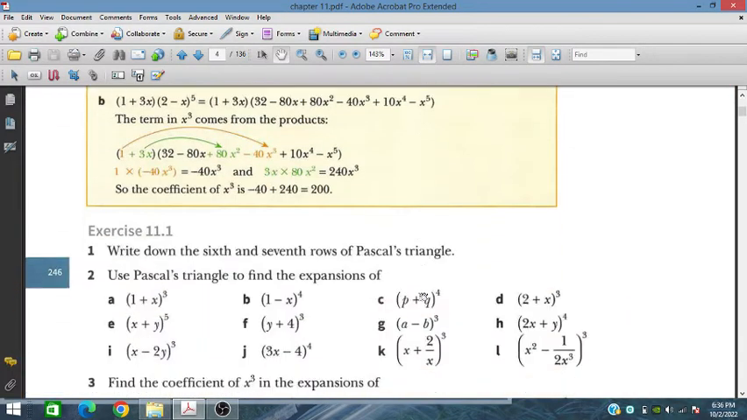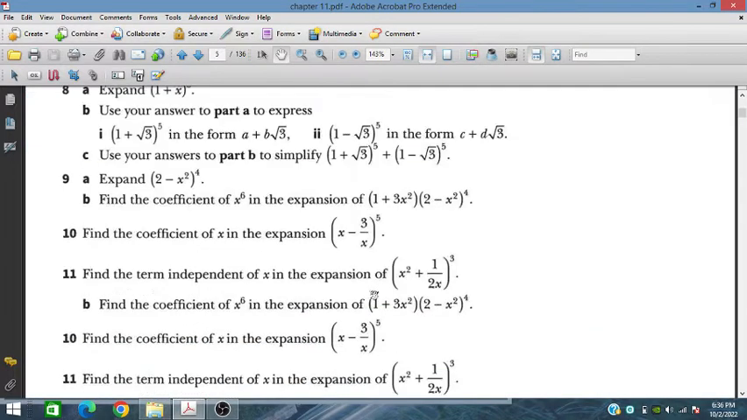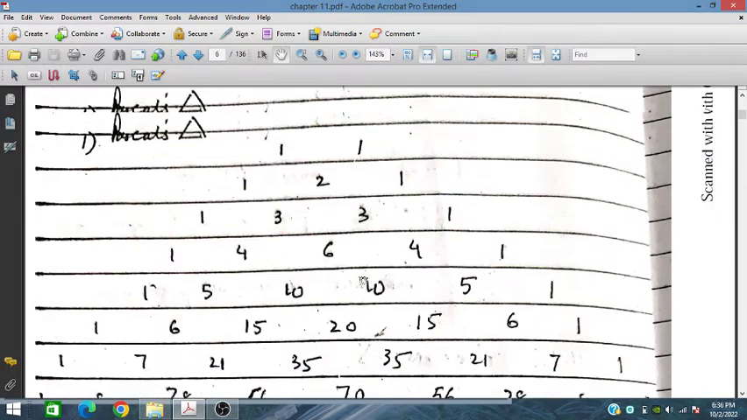So we'll start from exercise 11.1 from here. Write down the 6th and 7th rows of the Pascal triangle, and then we will use the Pascal triangle to find the expansion of these expressions. So let's start example 1 for problem number 1.